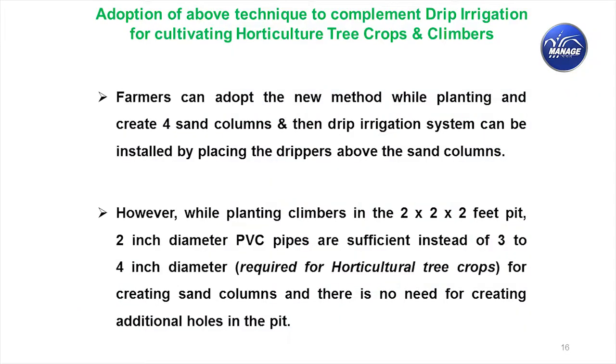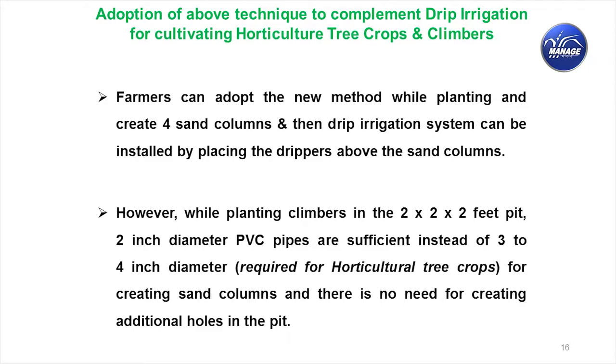What the farmer has to do is, while planting a seedling, he has to adopt this method. And on top of the sand column, he has to put the dripper. Then water automatically goes directly through the sand column. But if this is being done with climbers, we need not go for a 3-inch or a 4-inch dia PVC pipe, because the water requirement in climbers will be much less. So you can go for a 2-inch dia pipe, either 4 or 2 depending upon the water availability and water requirement of the individual species that has been chosen.